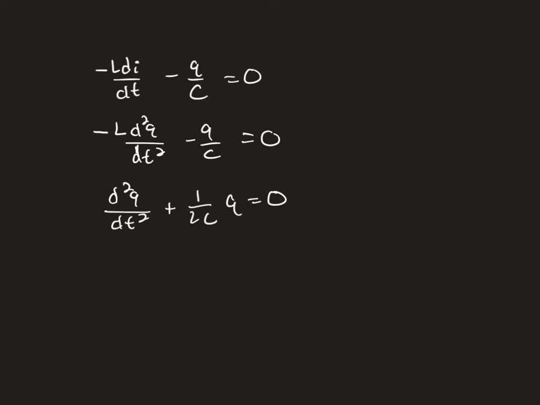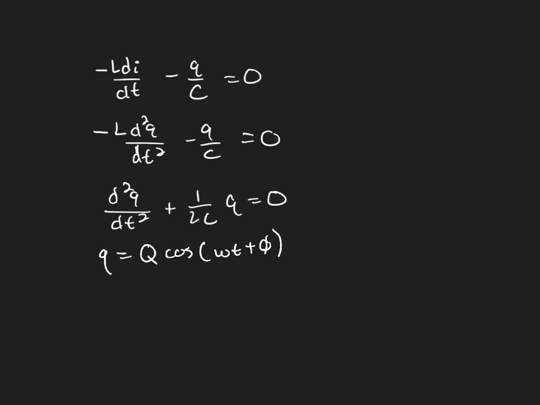Alright, so this is actually a differential equation, so I'm just going to skip to the answer. So we're going to be able to find the charge on the capacitor at one particular instant. This is q, the maximum charge on the capacitor, times the cosine of omega t plus phi.